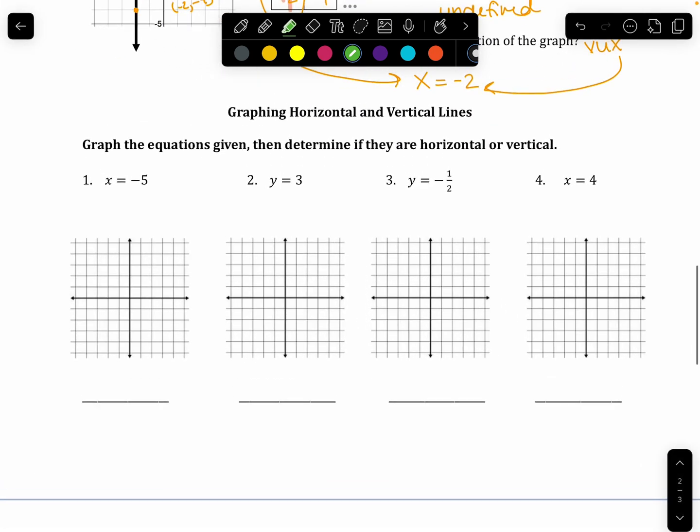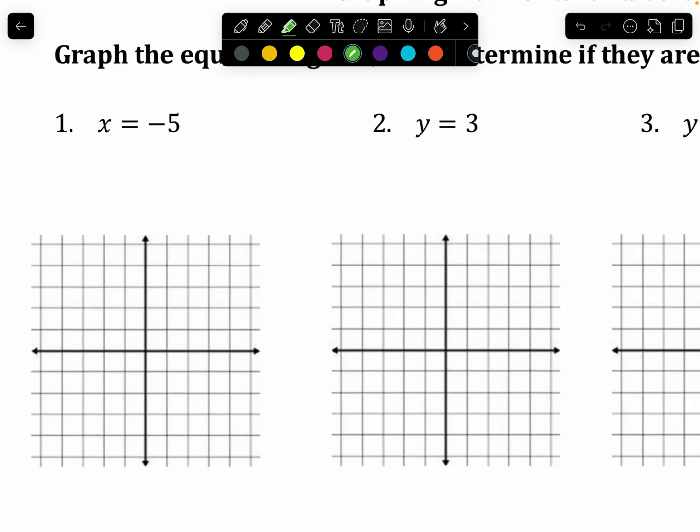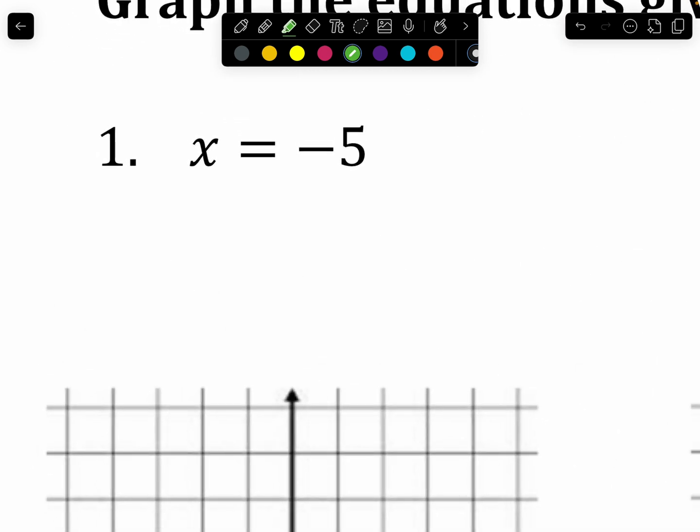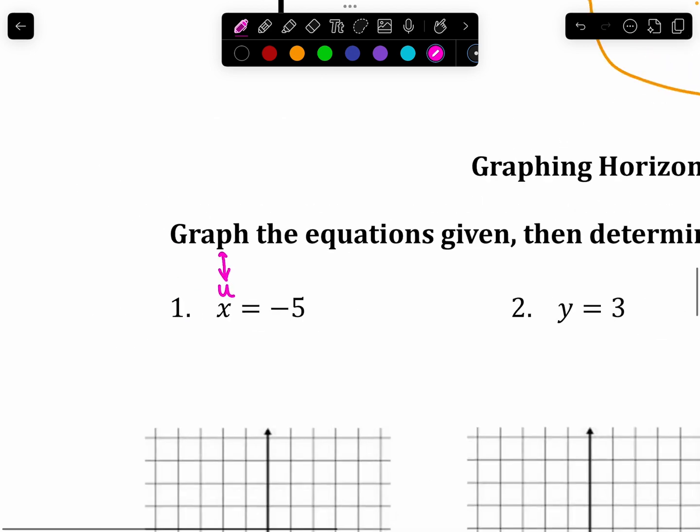All right, graphing horizontal and vertical lines. It says graph the equations given, then determine if they are horizontal or vertical. There's a couple ways that we can think about graphing horizontal and vertical lines, but what I would like you guys to do is look at this and say, is this hoi or is this vux? Well, because this is x, this is going to be a vux graph, which means that I've got a vertical line, which remember means that my line is going to go up and down like that.